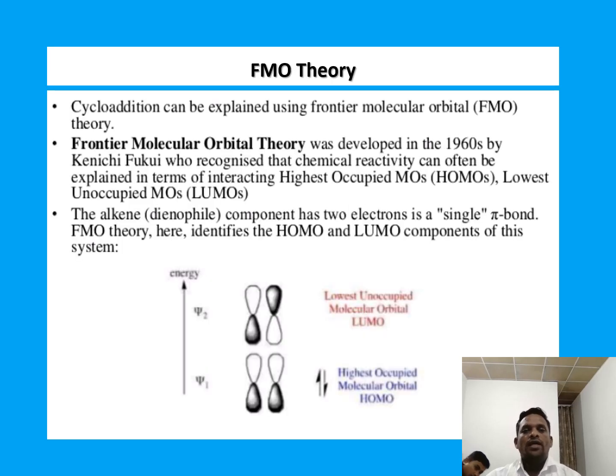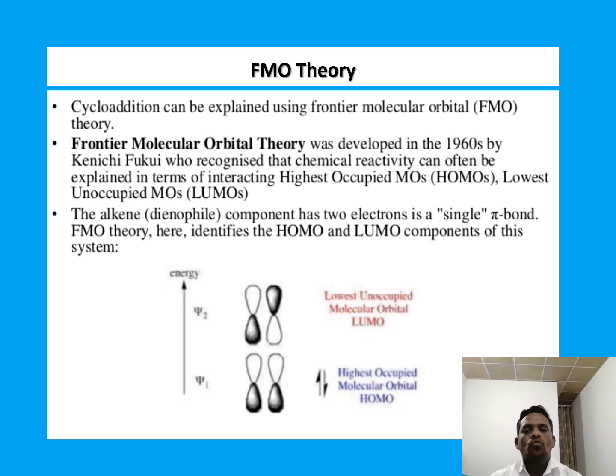We will see now the FMO theory. The cycloaddition can be explained using frontier molecular orbital theory. Frontier molecular orbital theory was developed in the 1960s by Kenichi Fukui, who recognized that chemical reactivity can often be explained in terms of interacting highest occupied molecular orbitals and lowest unoccupied molecular orbitals, meaning HOMO and LUMO.